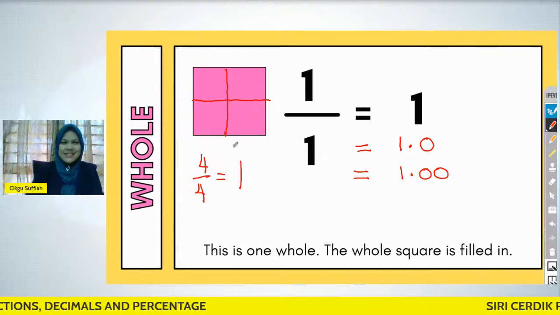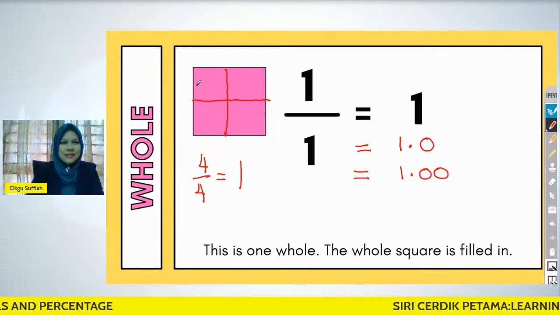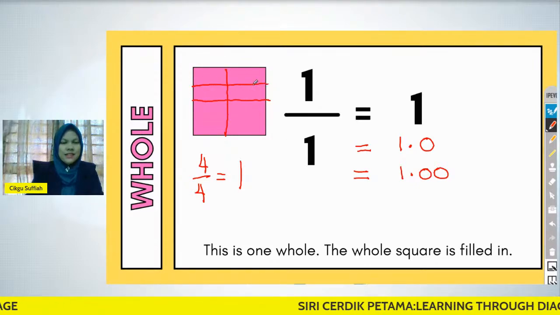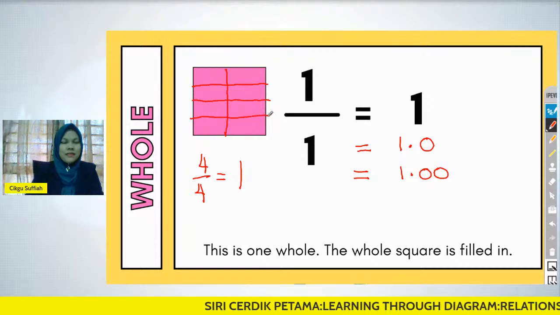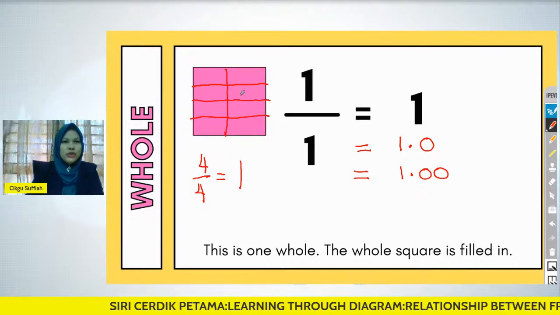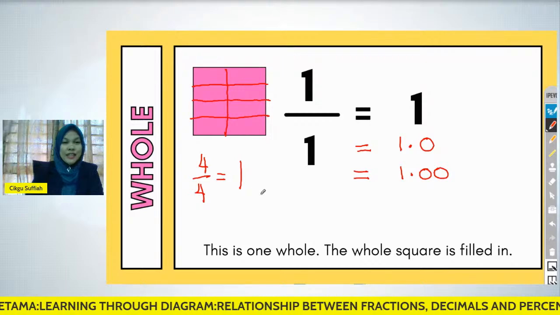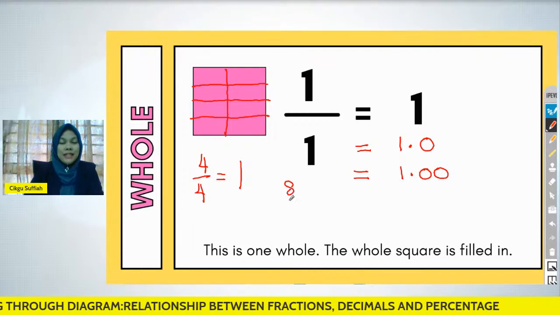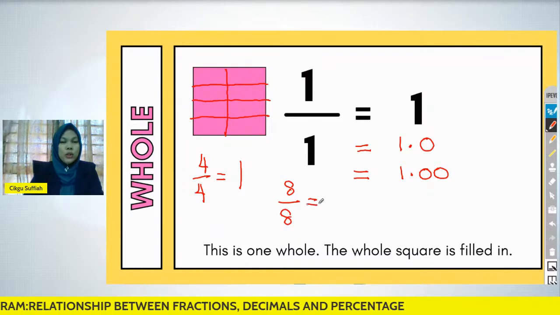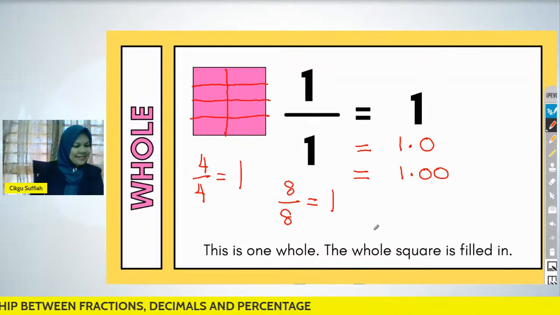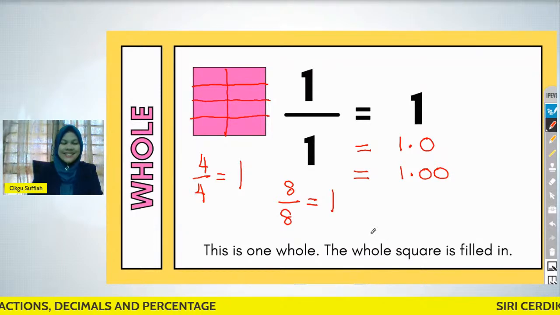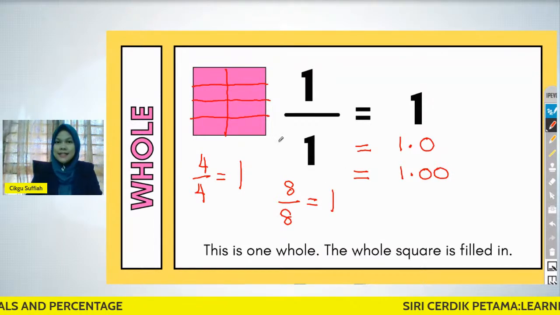If I cut this like this, 1, 2, 3, 4, 5, 6, 7, 8, it becomes 8 equal parts. So it will be 8 over 8, equal to 1. Very easy. That is the basic one.